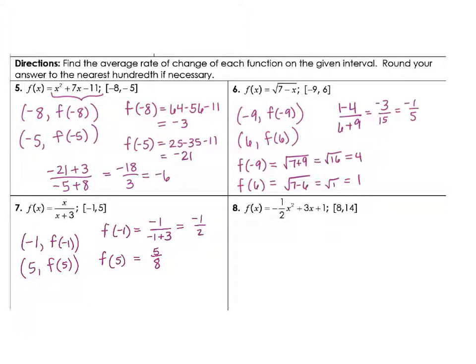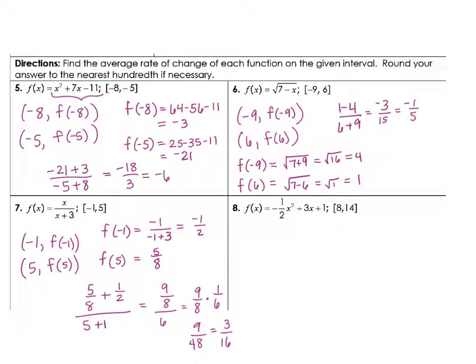So we're going to have 5 over 8 minus a negative 1/2, so plus 1/2, and that's all over 5 minus a negative 1. And so adding these together, looks like we're going to have 9 over 8 all over 6. And remember, that is dividing fractions, easy as pie. You flip the second, multiply. And here, that's going to give us 9 over 48, and that would reduce to 3 over 16.